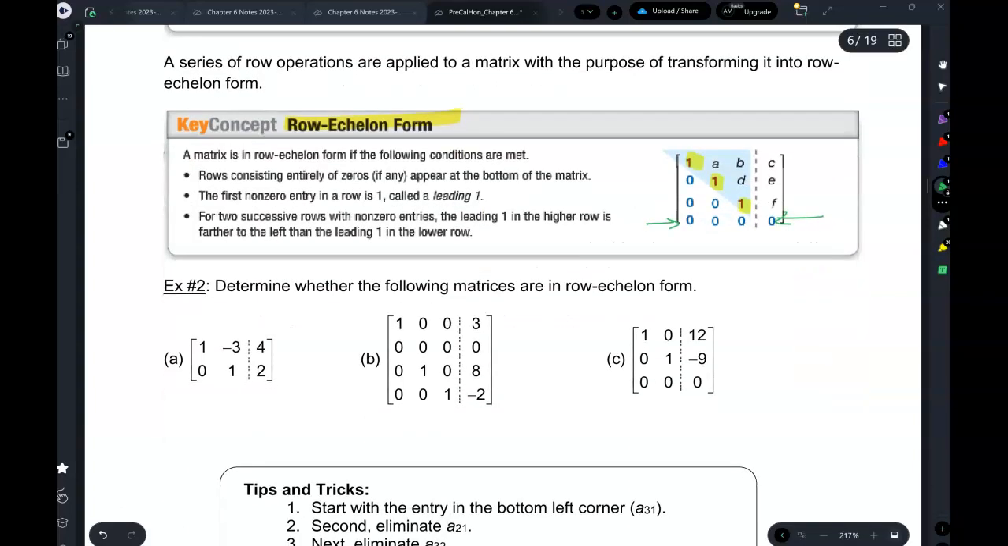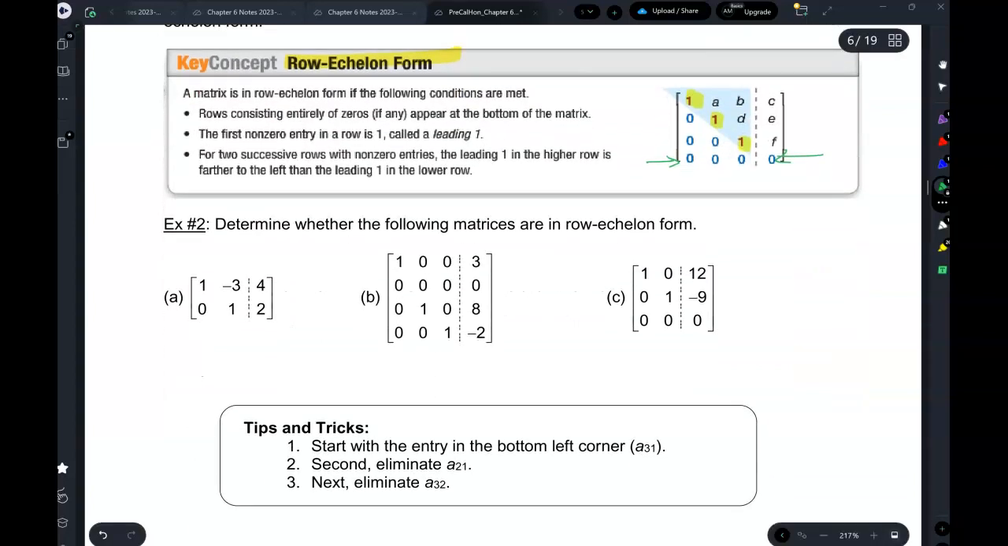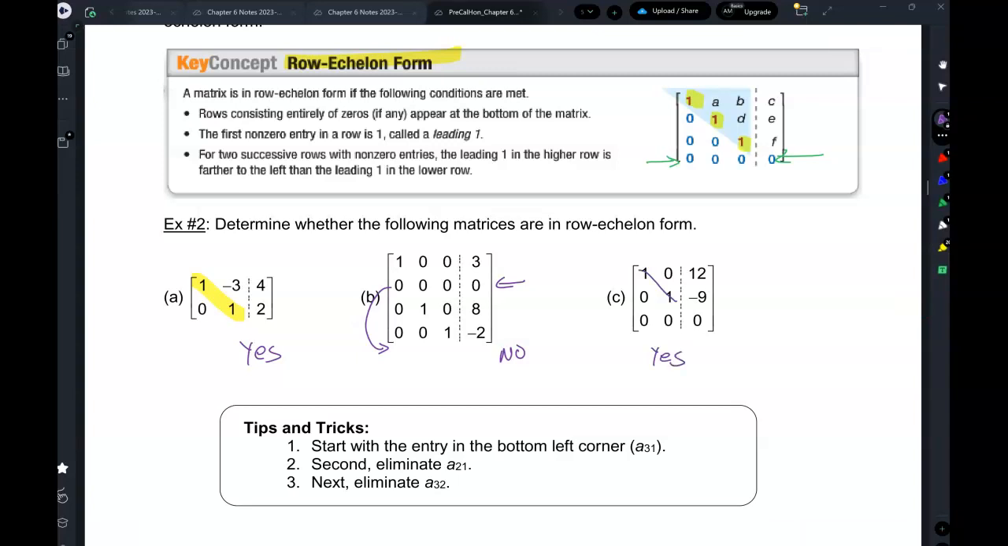So take a look at this first matrix here. Is that in row echelon form? Yes, right? What about the second one? No, because of this. However, to put it in row echelon form, you could swap the rows, right? You could just bring that to the bottom and then it would be. What about the last one? Is that in row echelon form? It is, yeah. Okay. It's not in row echelon form because it's not like 1, 1, 1.